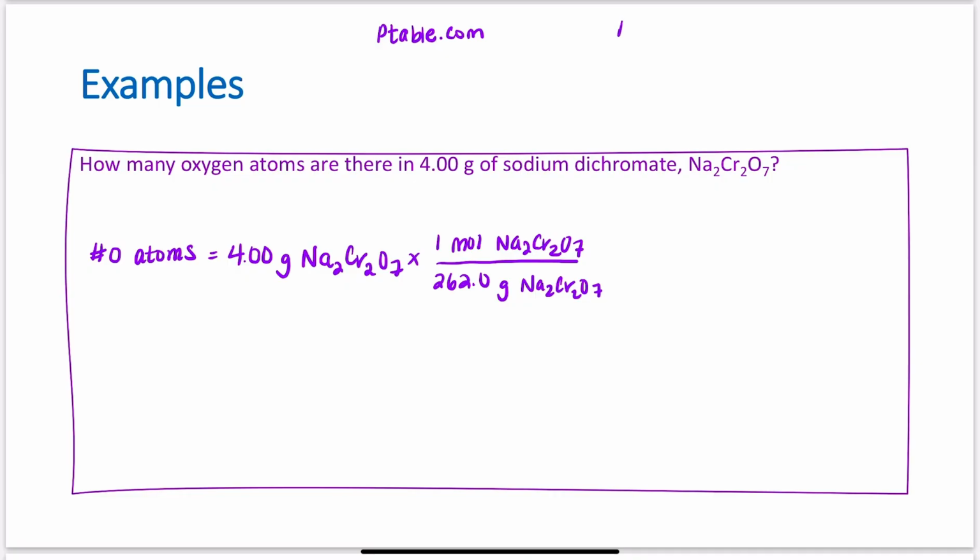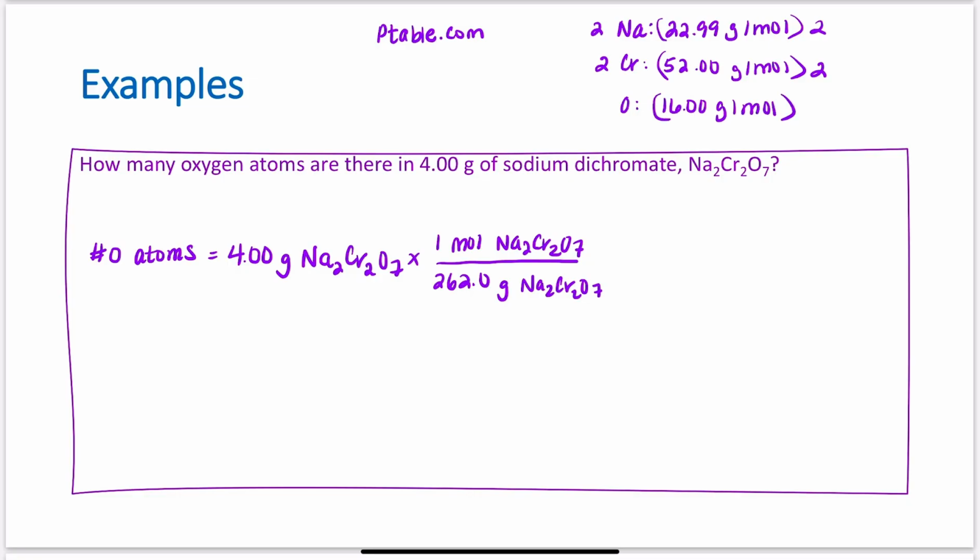I go here and I see that sodium itself has a molar mass of 22.99 grams per mole. I have 2 of them, so I multiply that by 2. Chromium has a molar mass of 52.00 grams per mole. We always want you pulling 4 sig figs off that table. I have 2 chromiums, I multiply that by 2. Oxygen is 16.00 grams per mole. I have 7 of them, so I multiply it by 7, and that's how I got that 262.0.